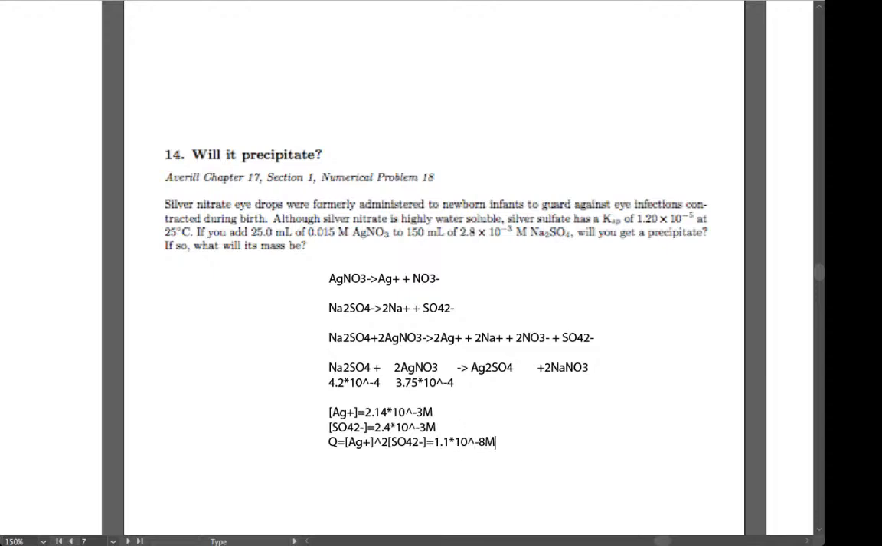Which is less than the Ksp, which is 1.2 times 10 to the power of negative 5. So this would mean that it doesn't precipitate.